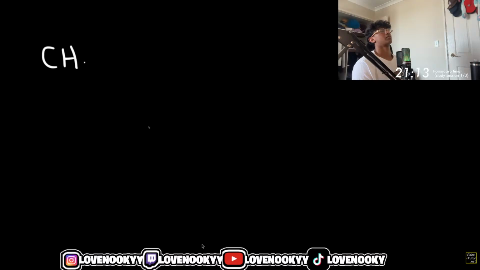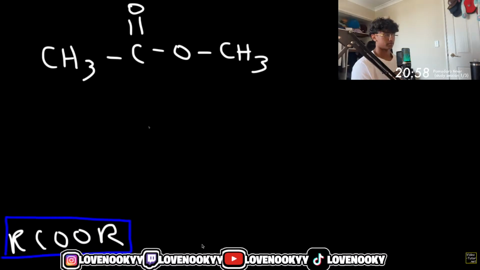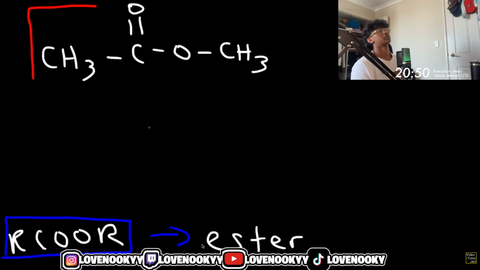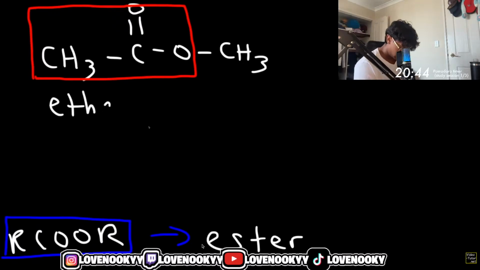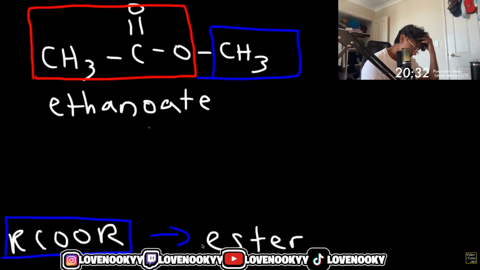Now what about this one? What functional group is represented by this molecule? So if you see RCOOR, what functional group do we have here? So this is represented by something called an ester. Now to name it, this portion here, this is the ethanoate part. That includes the carbon with the 2 oxygens. And it's ethanoate because there's 2 carbons here. And the right side has a methyl group.